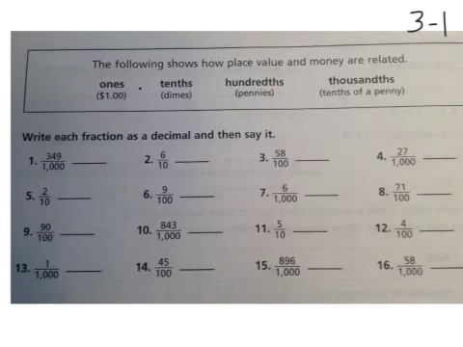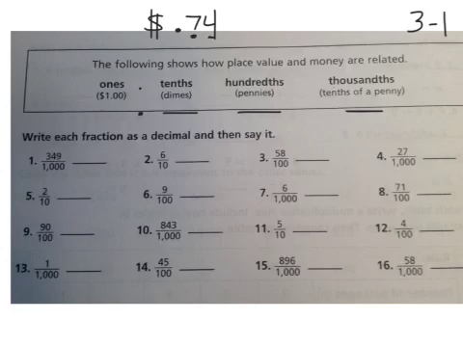The first thing we want to make sure we understand is that we have our place value here. So we have tenths, hundredths, thousandths. So when you see a number that's written like this, that's 7 dimes and 4 pennies. 7 dimes makes 70 cents plus 4 pennies makes 4 cents. So hundredths, there's 100 pennies in a dollar is what that's saying.